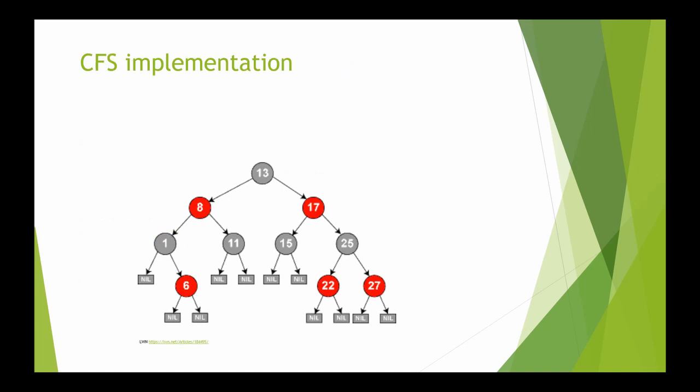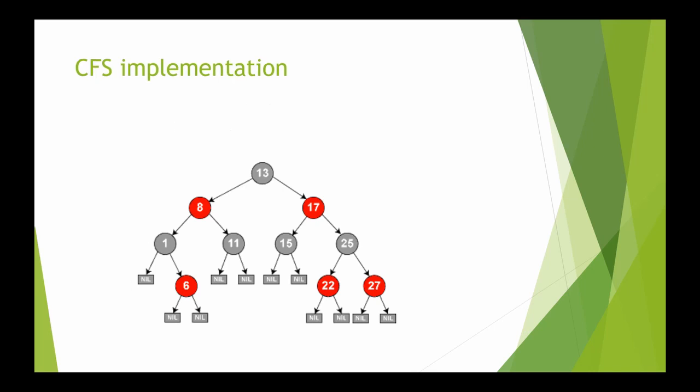Now, let's delve a little bit deeper into the completely fair scheduling implementation. In this slide, you can see a red-black tree. Each node in the red-black tree represents a runnable task. For each task, we keep track of certain information: the time that it has been waiting to be run, the accumulated runtime, its historical behavior, and its nice value. The historical behavior refers to if it is I/O bound or CPU bound.